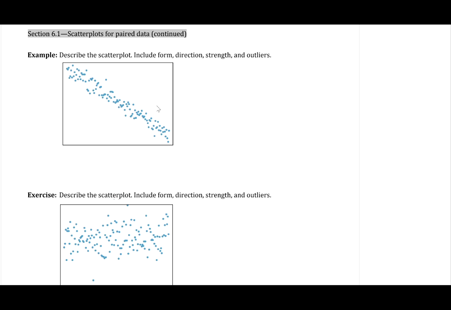Let's practice describing scatterplots. When you describe a scatterplot, we need to be sure to talk about form, direction, strength, and outliers. For this first example, the form of this graph refers to the general overall shape. In this case, definitely it's linear. And primarily what we're wanting you to look for is: is it linear? Is it not linear? Might it make sense to describe this using a line?